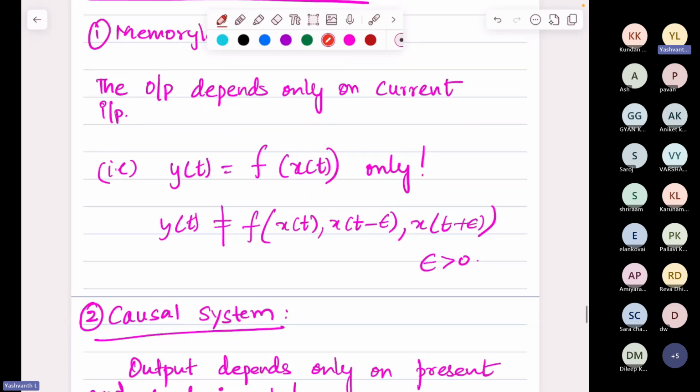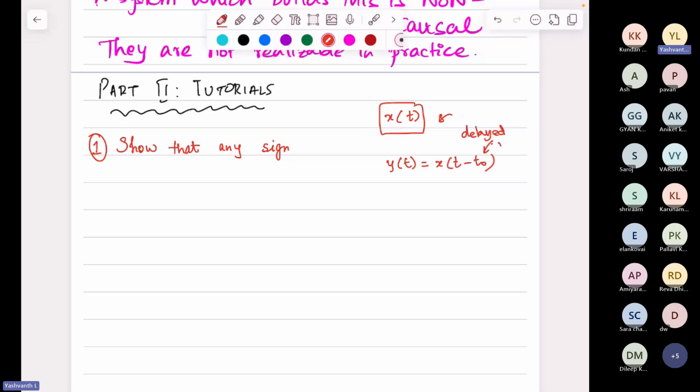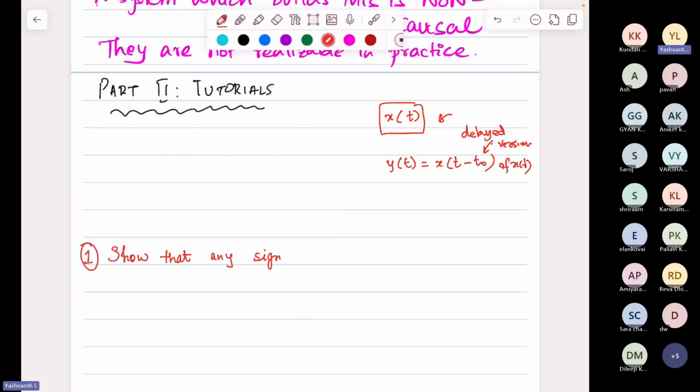I'll give you a very high level example of what is a delay and advance. So let's say x of t is your actual signal. Then some y of t is equal to x of t minus t naught. This is said to be a delayed version of x of t. Is it okay? Let us understand why this is called the delayed version.